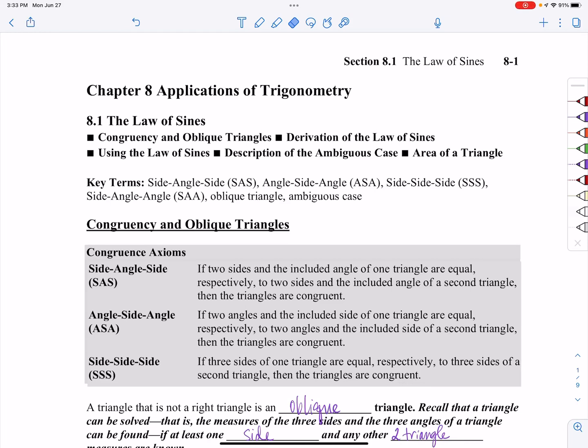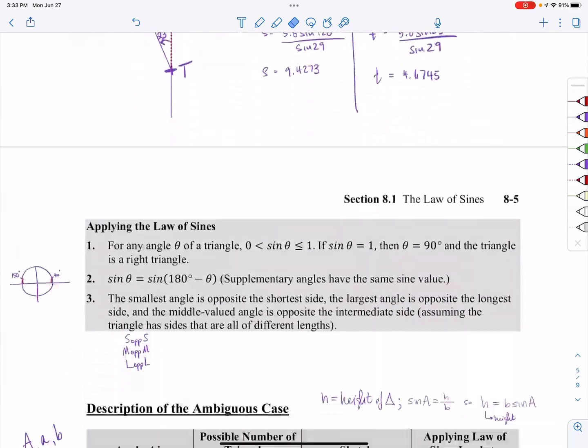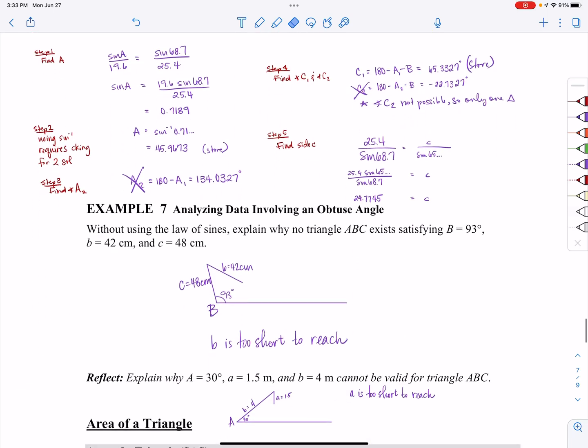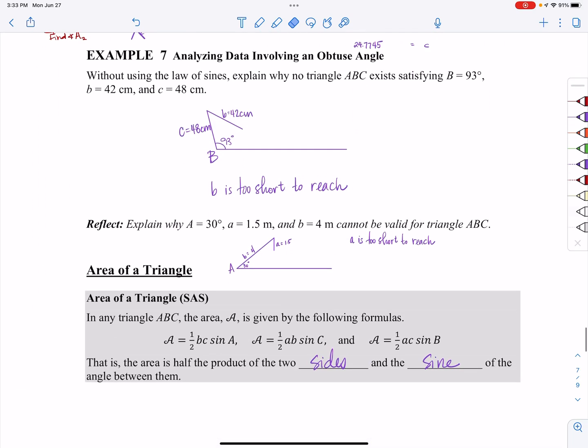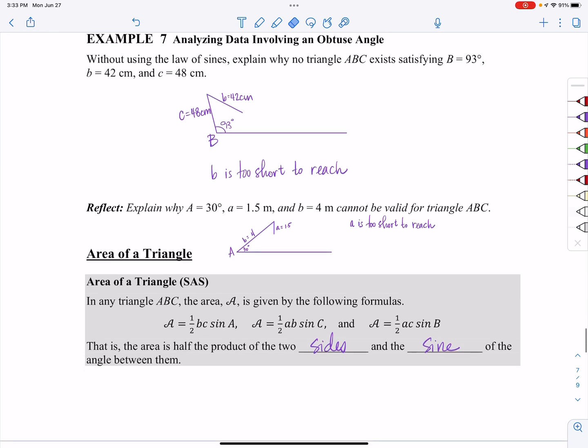Hey folks, so we are finally in the last video of section 8.1. If you go down right after example number 6, we've got example number 7. I didn't hide anything on this one, so just bear with me here. Do this without using the law of sines. Explain why no triangle exists, satisfying where I have an angle that is 93 degrees.